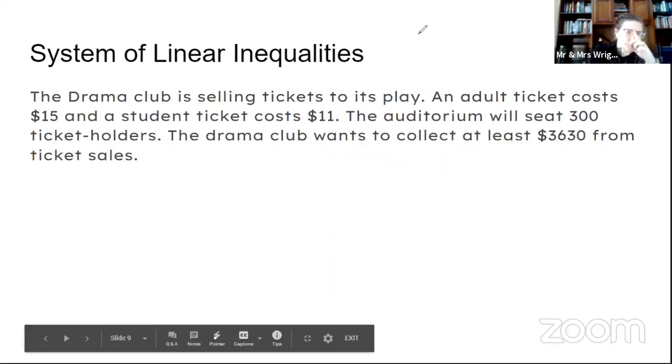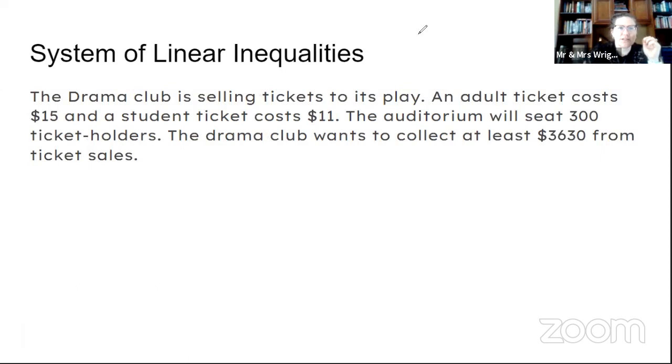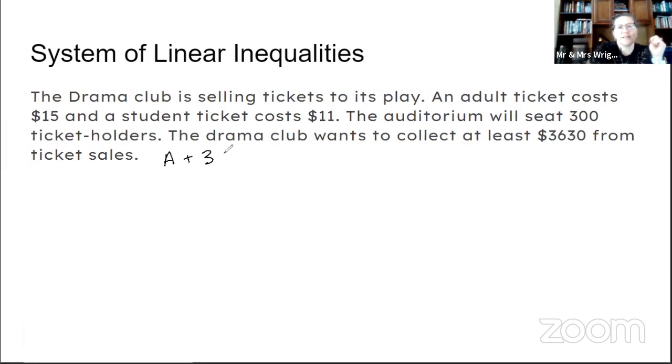All right, the drama club is selling tickets to a play. An adult ticket costs $15 and a student ticket costs $11. The auditorium seats 300. So I know I can't exceed, oops, that's supposed to be a student. Actually, let's say this. The adult tickets we will call X. The student tickets we will call Y, because we are going to be graphing these again.